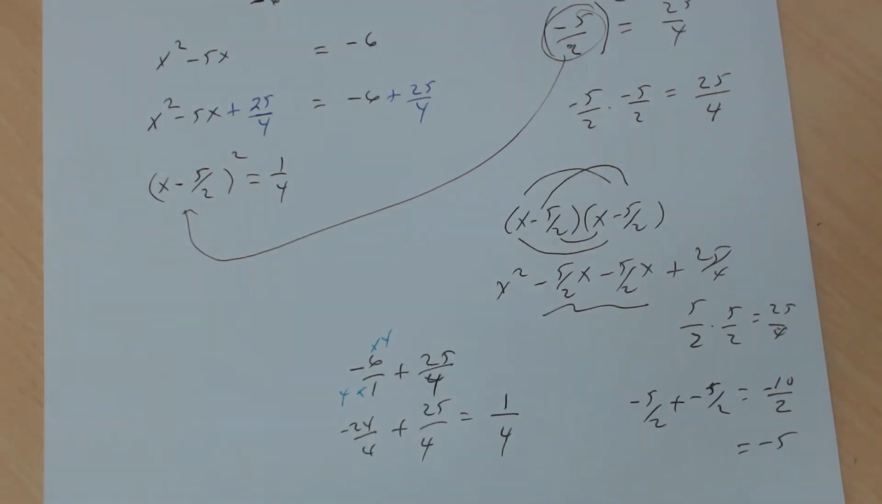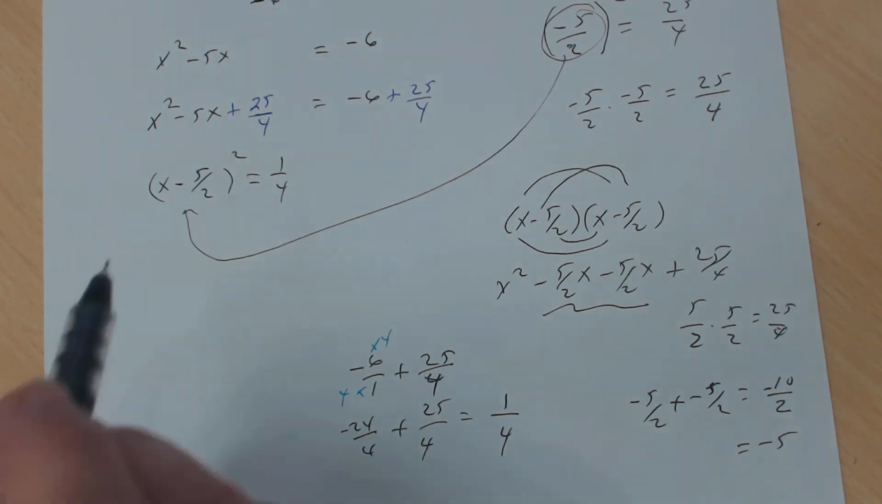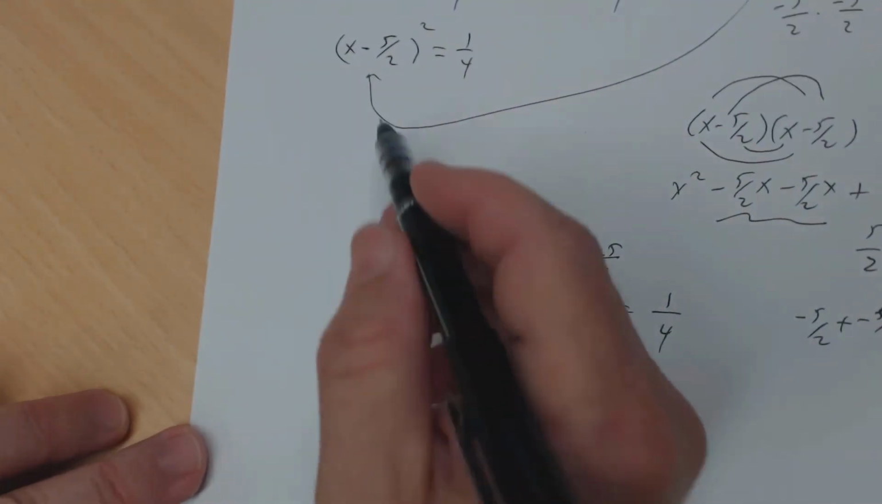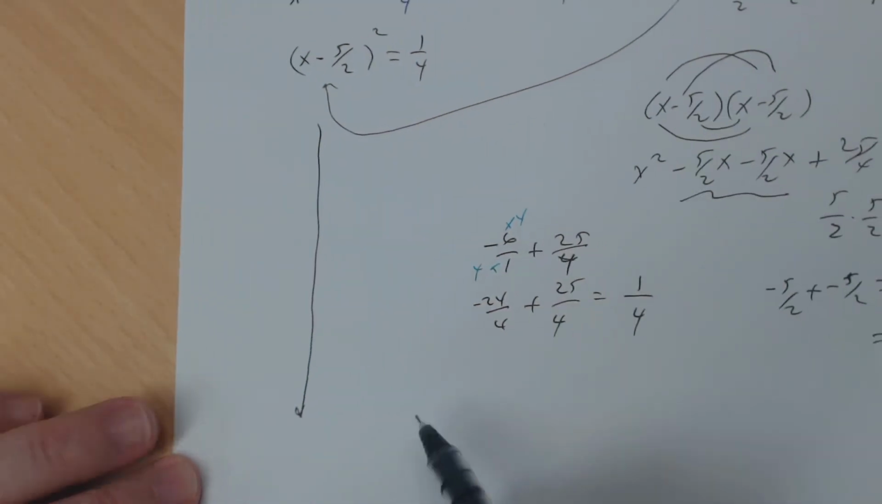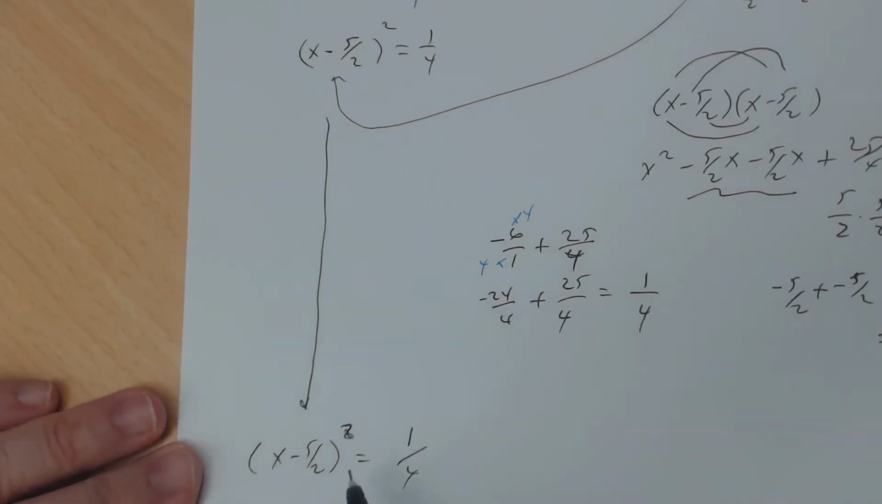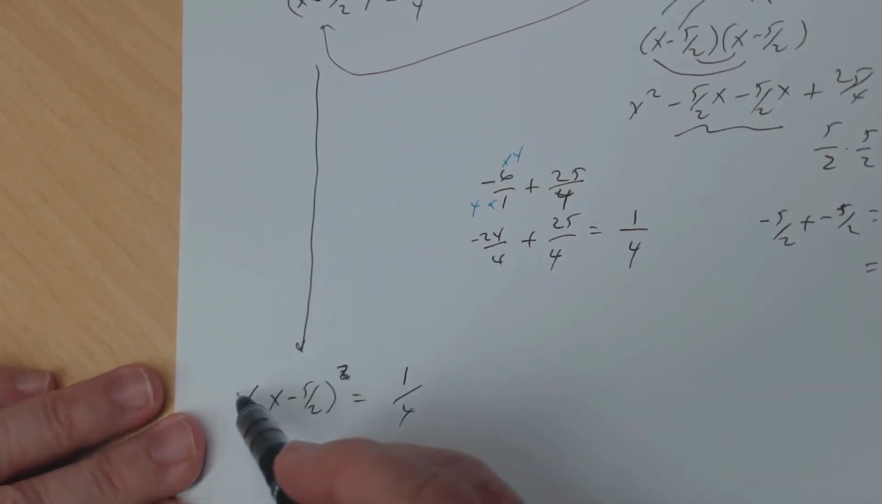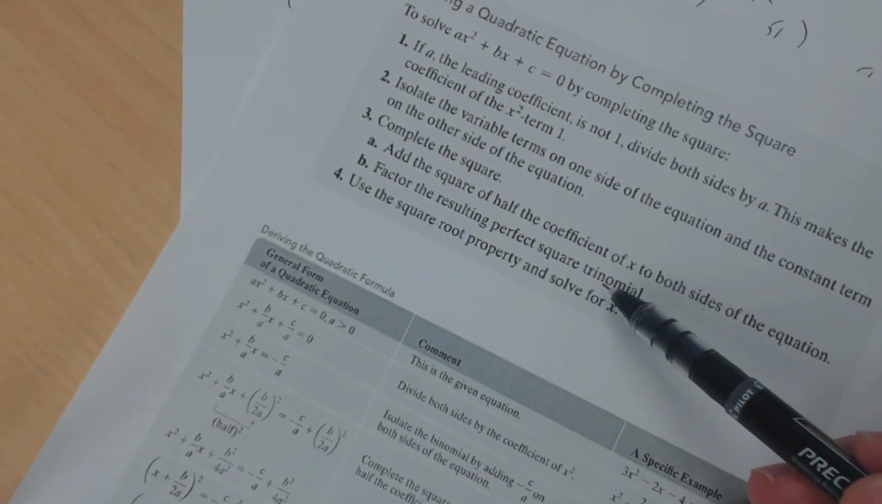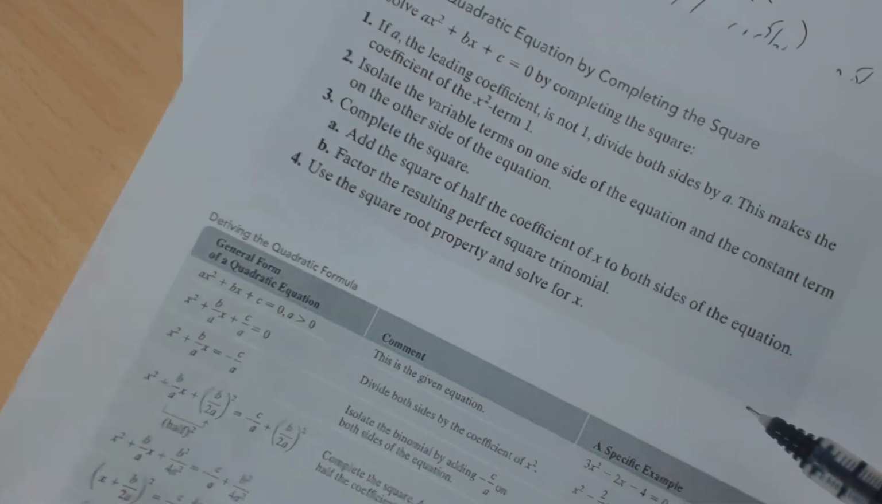And so I get x minus 5 halves squared equals 1/4. Okay, now here's the next step. This is where you have to be a little bit careful. I'm going to rewrite this all the way down here. And so I'm going to get x minus 5 halves squared equal 1/4. All right, so I'm going to take the square root of both sides. I'm going to use the square root property. That's the next step. Remember, once you factor this perfect square trinomial, the next step is use the square root property.